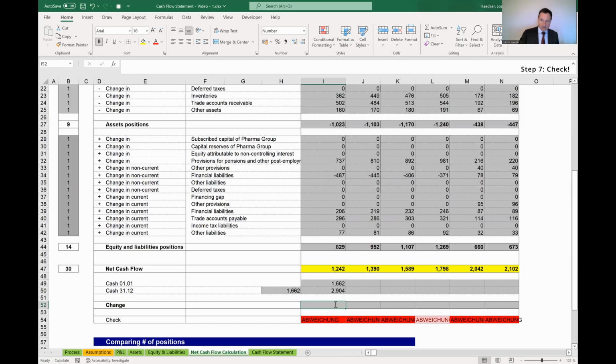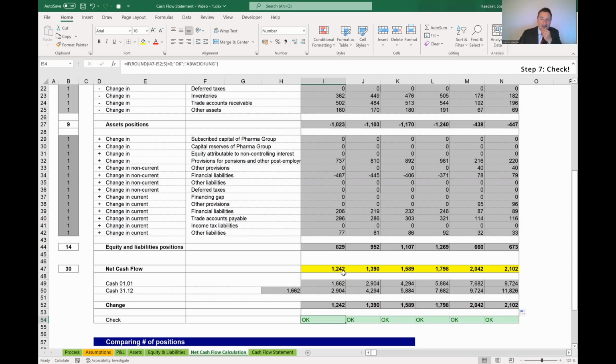What's the change? The change is this one minus that one. And the change is 1,242,000,000. And surprise, surprise, we can tick the box. The net cash flow equals the change. So what I can do next, I can move that all the way up there, and we see check, check, net cash flow equals change in cash position. And that's the very important thing.